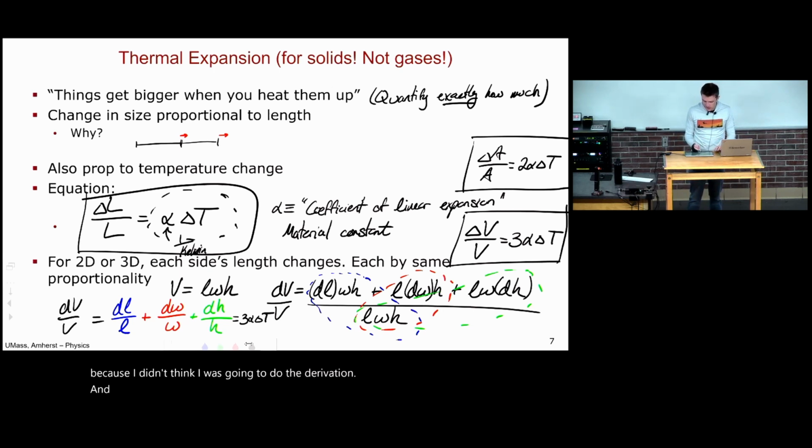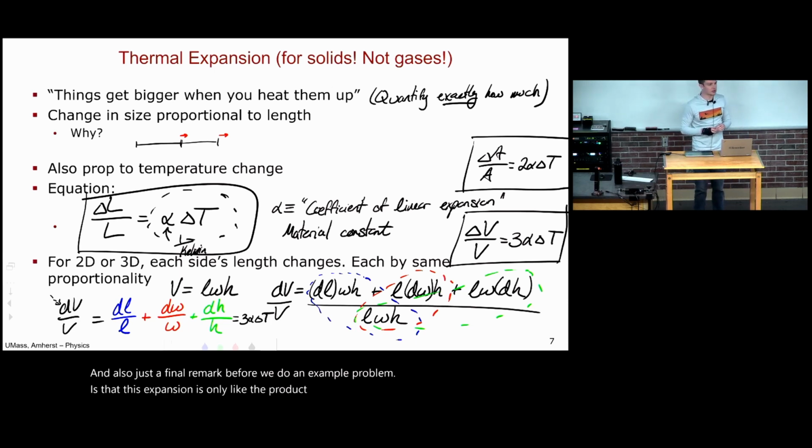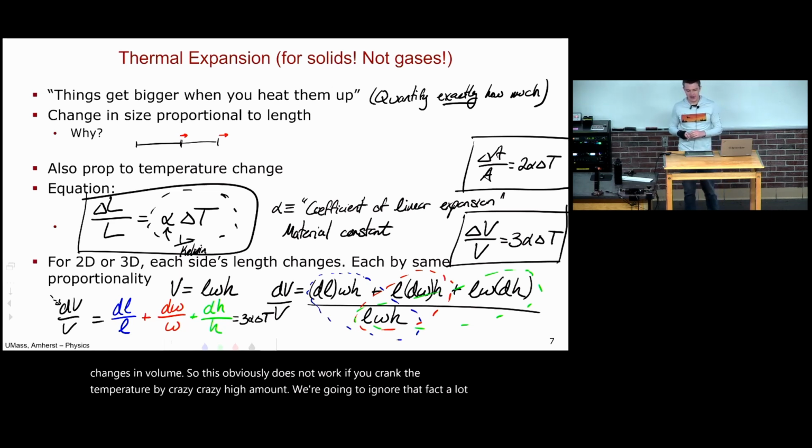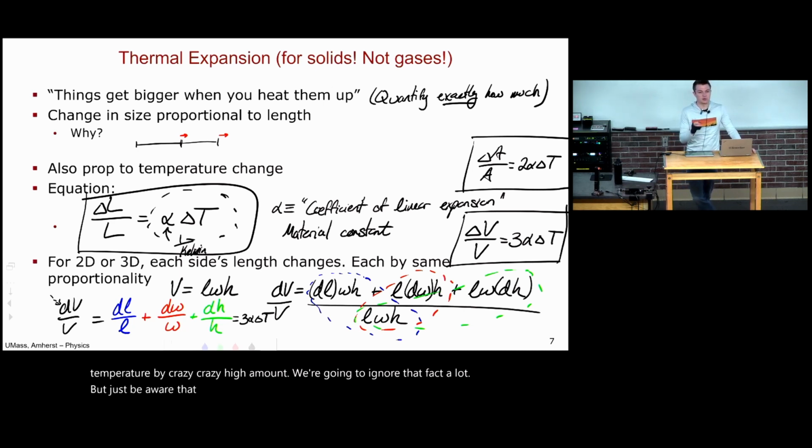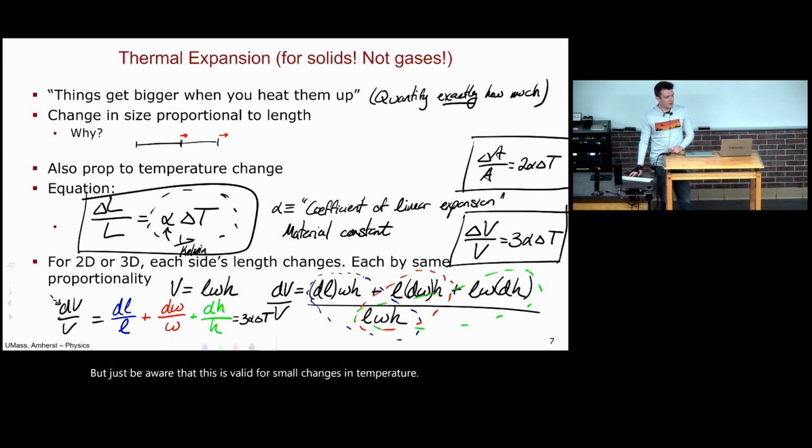And also, just a final remark before we do an example problem is that this expansion, like the product rule, is only valid for small changes in volume. So this obviously does not work if you crank the temperature by a crazy high amount. We're going to ignore that fact a lot, but just be aware that this is valid for small changes in temperature. Everyone good writing down? One more time?